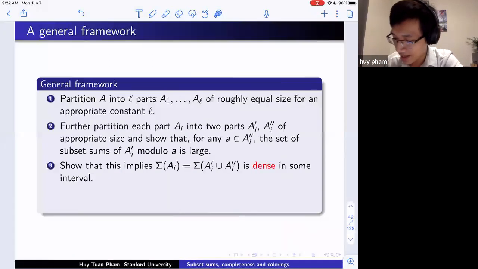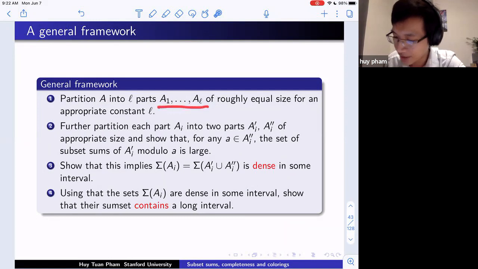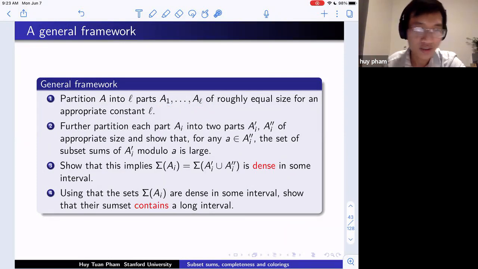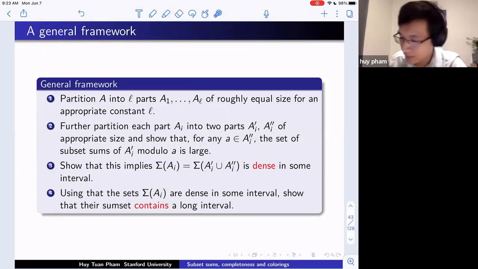And so we have a set A that we want to show that there's some interval contained in sigma of A. And first we partition A into L parts. And here L is usually an absolute constant that is chosen appropriately. So we partition A into L sets of roughly equal size. And then for each of the sets in the partition, A_i, we further partition them into 2 parts, A_i prime and A_i prime prime of appropriate sizes. And then we show that for any element of A_i prime prime, the set of subset sums of A_i prime modulo a is large. So in this step, we look at the set of subset sums modulo a fixed number little a.